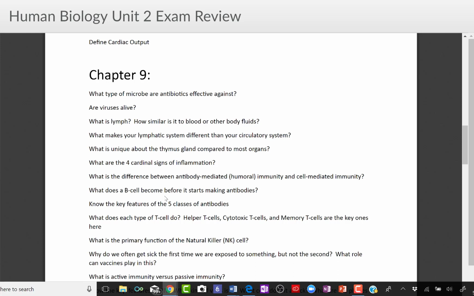What type of microbe are antibiotics effective against? Antibiotics kill bacteria. And they're not even doing that super well anymore. I mean, they still do. But that's very important because if you're being given an antibiotic for a viral infection, that's not how they work. So I just wanted you to know that.